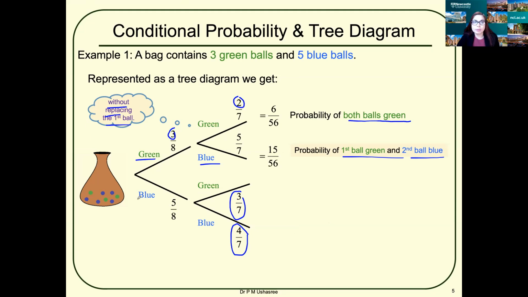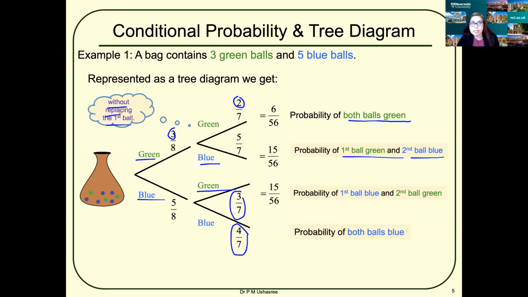Now, what is the probability of picking the first ball blue and the second ball green? It's going to be 5 times 3, 15, 15 by 56. What is the probability of picking a blue ball first and then a blue ball? Remember, without replacing the first ball. It's going to be 20 by 56.